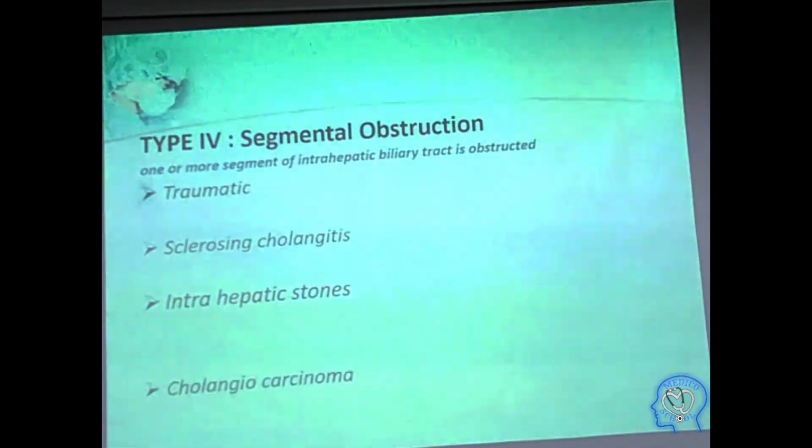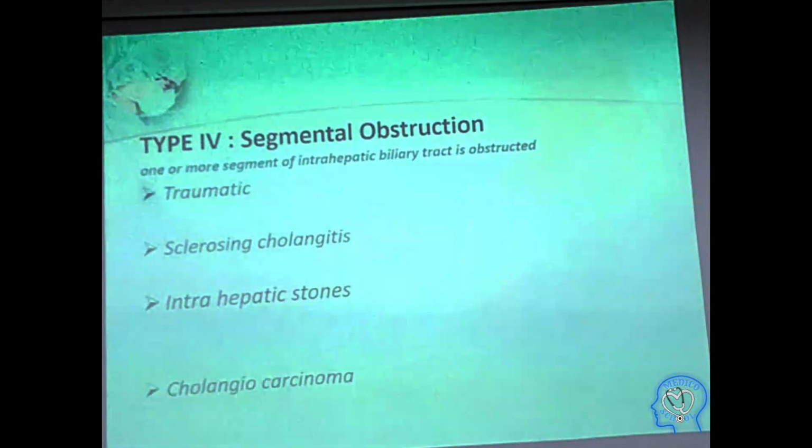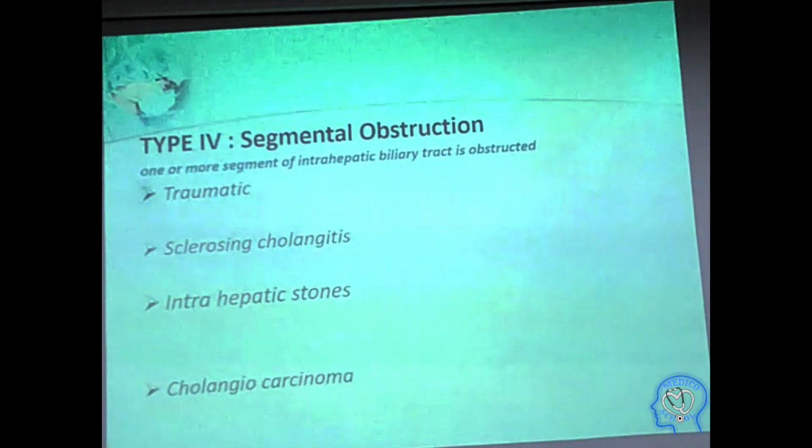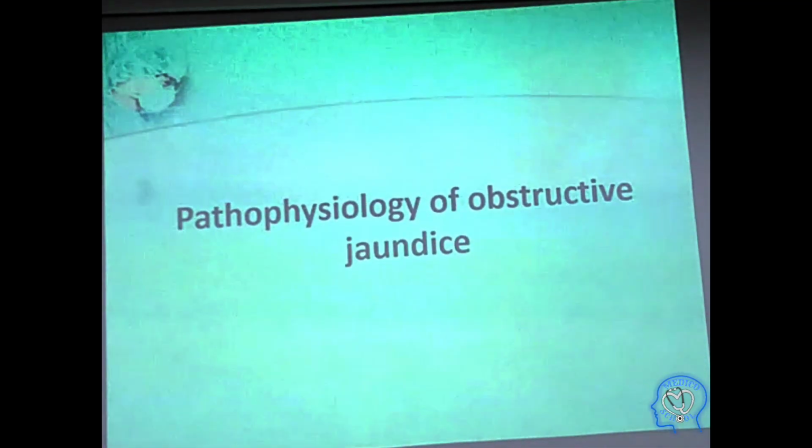Type 4 is segmental obstruction. It could be due to trauma, sclerosing cholangitis, intrahepatic stones, and cholangiocarcinoma. What is the pathophysiology of obstructive jaundice?